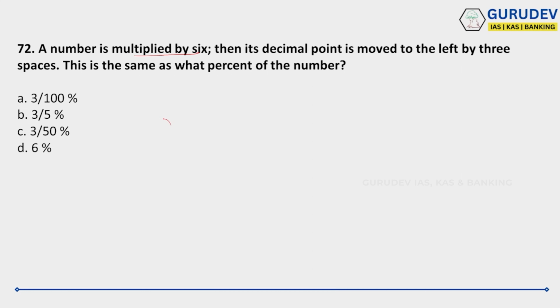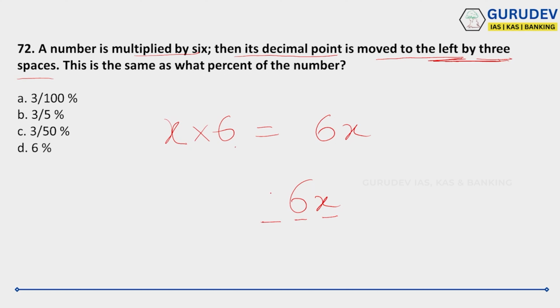Okay, the number, which number? Let us take it as x, and this x is multiplied by 6. Then its decimal point is moved to the left by 3 spaces. That means 3 spaces. If I write x into 6 as 6x, both are correct. So with 6x, he is telling us to move 3 places to the left side. This is place number 1, place number 2, place number 3. So I can write 0 over here, so these are the 3 places where the decimal point will be.